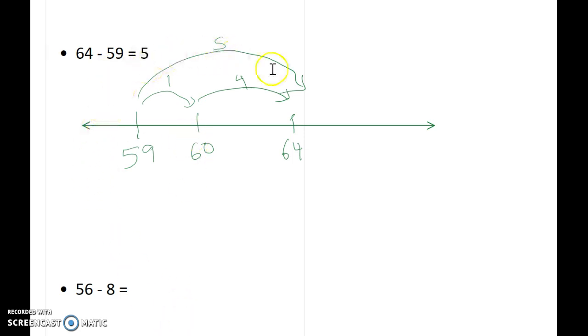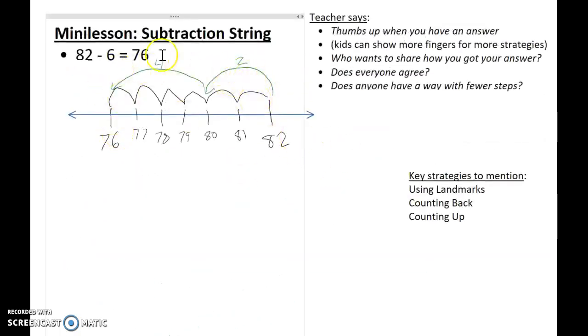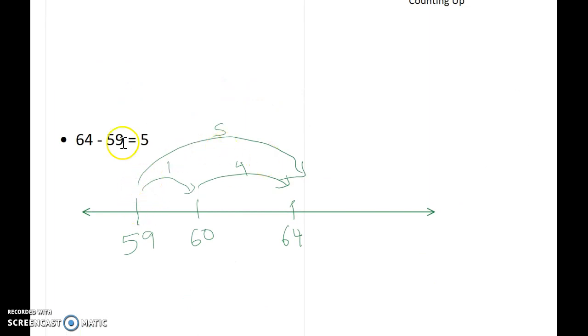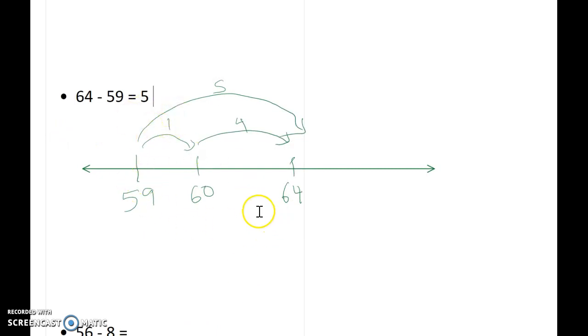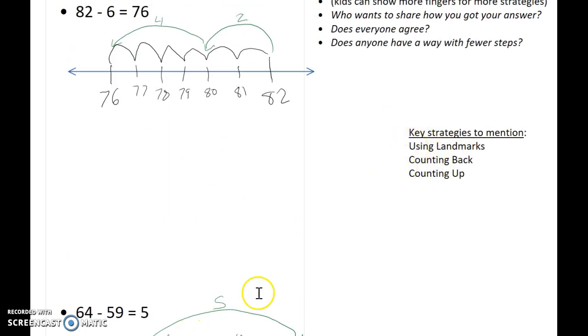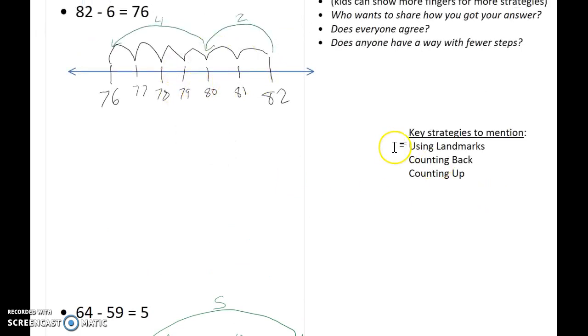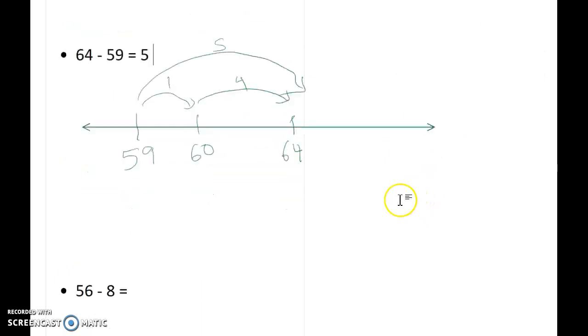And they may not even notice the difference in strategy here, that before they were counting backwards 6, and here they were counting up from the lower number to the higher number to get the difference between them. That's okay. Have them sort of work through this and get to their answer before you necessarily have to bring it to their attention. You may want to start mentioning these terms as they're working. Say, oh, I see you used a landmark. You jumped to 60. Or I see you were counting up. Or here you were counting back. Use those terms, but don't necessarily ask about why yet.